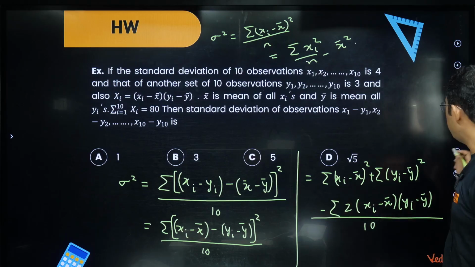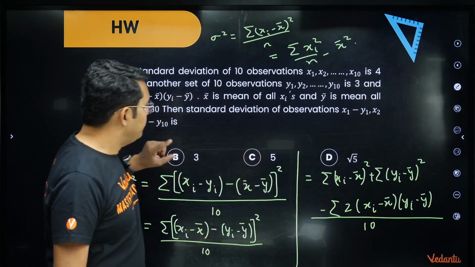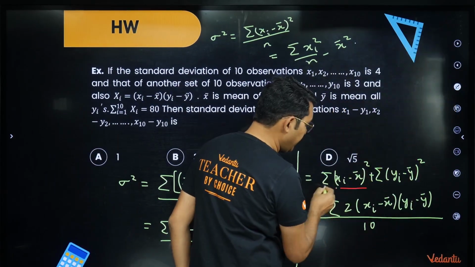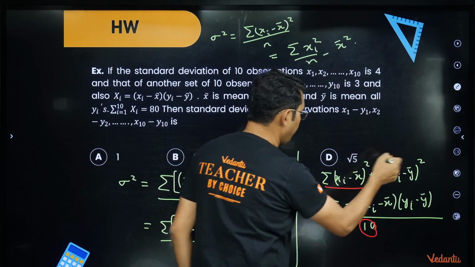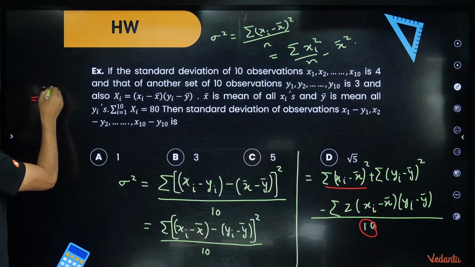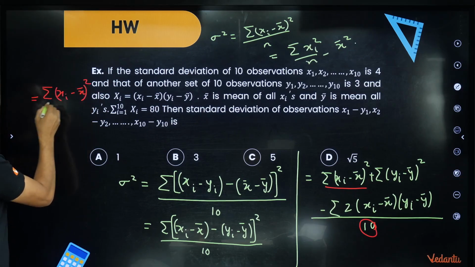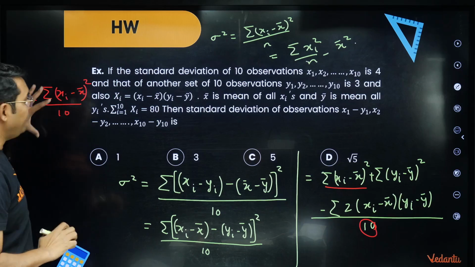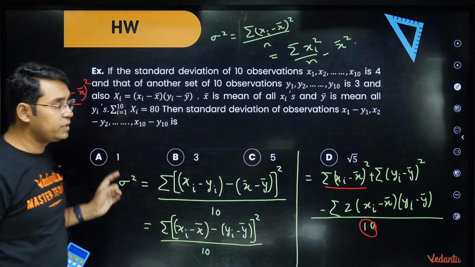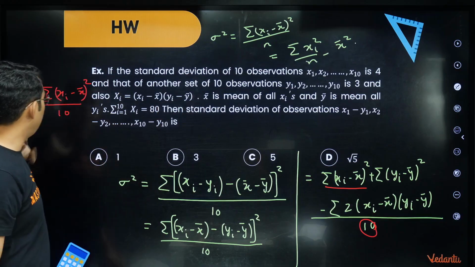Now dear students, I think here we have all the information needed. First of all, if I club this data with divided by 10, let me write it here: summation xi minus x bar square upon 10. This will be the variance of my first 10 data x1, x2, x3 up to x10, which is actually 16, because the standard deviation is 4. So this will be 16.